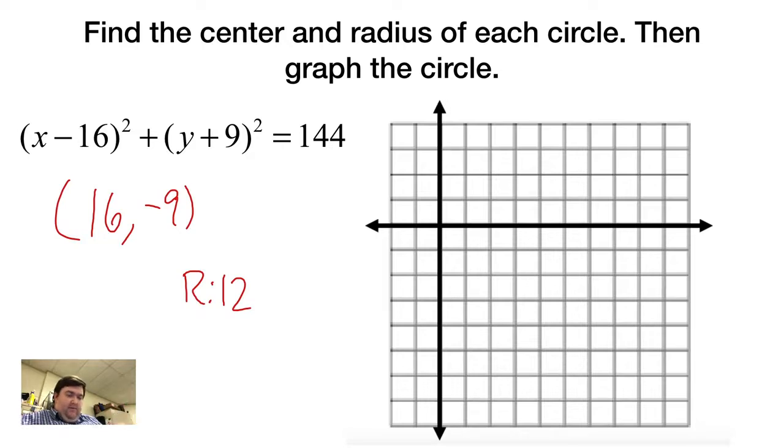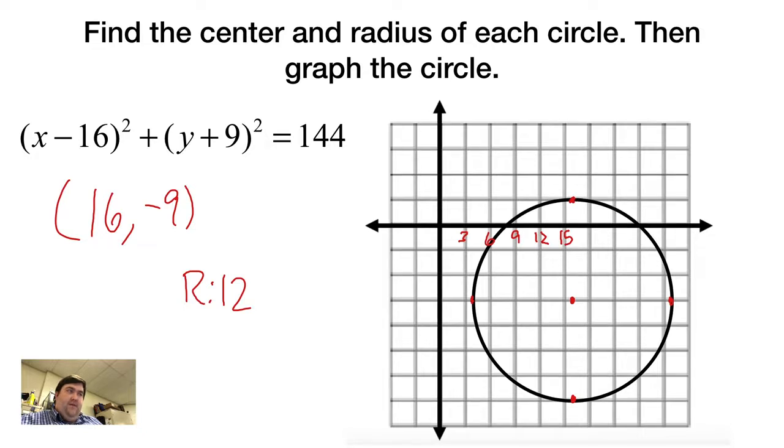I'm going to go with each of these lines being worth 3. 3, 6, 9, 12, 15, and so on. So 16, negative 3, that means it'll be right around here. And then because the radius is 12, each point is going to be 4 lines away, because 3 times 4 is 12. So 1, 2, 3, 4 in each direction. And let's start drawing.